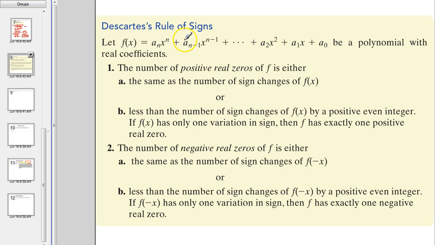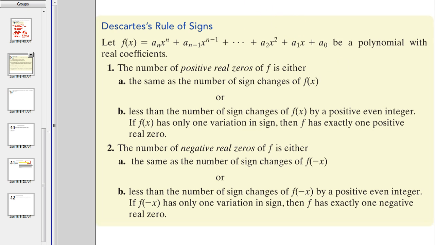If we go from a positive coefficient to a negative coefficient, like if this was positive, this was negative, that's a sign change. This was negative, this is positive, that's a sign change. Or less than that by a positive even integer. Okay, so meaning if we have 3 sign changes, we could have 3 or 1. Okay, but we couldn't have 2. All right, we couldn't have 0.